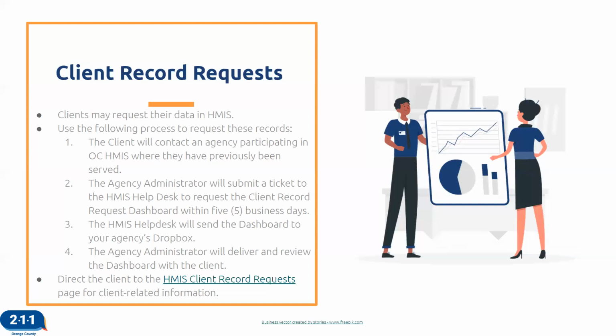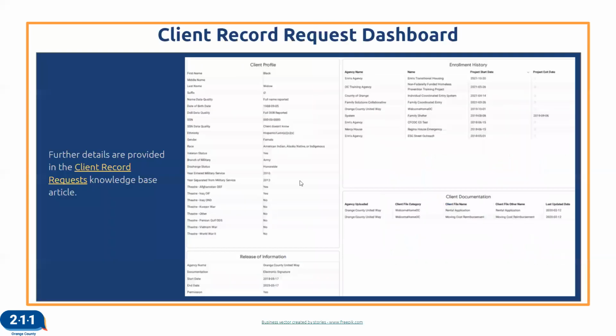So we're going to take a look at the dashboard. Erin, would you please advance the slide? So this dashboard has 4 sections. At the top, it has a client profile section, which contains name, date of birth, social, anything that was put on the profile screen. At the bottom is the release of information section, and that includes the method and the date by which the ROI was received.